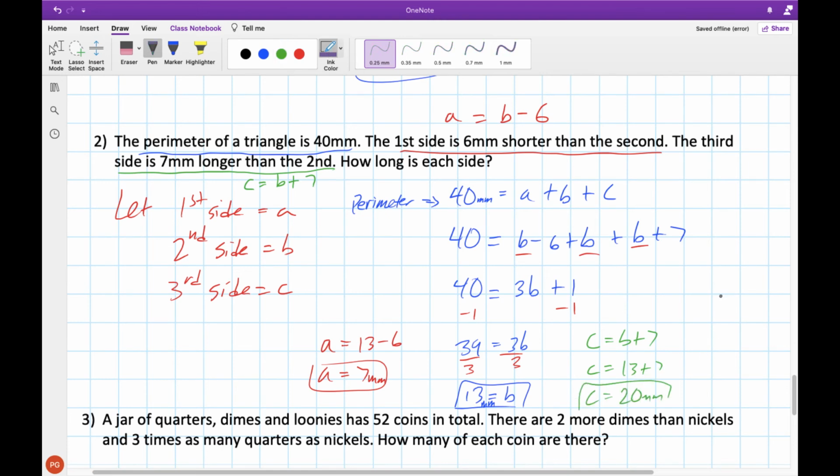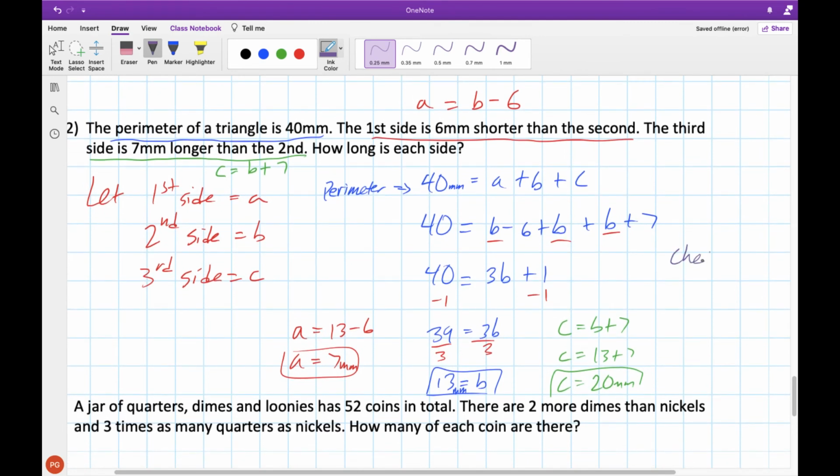And to check our question, all we would have to do is make sure that all of these added together, 7 plus 13 plus 20, gives us our perimeter of 40. 7 plus 13 is 20, plus another 20 would give us 40, so we know we got the right answer.